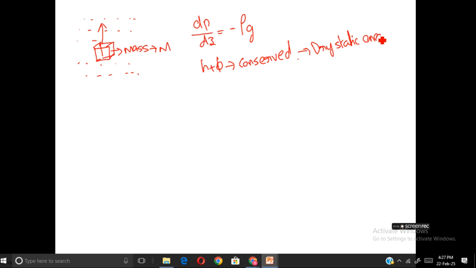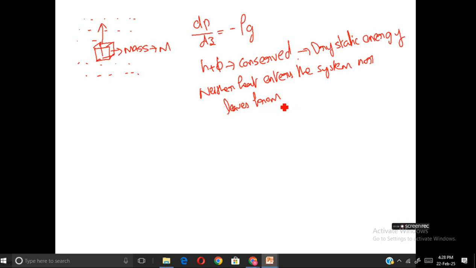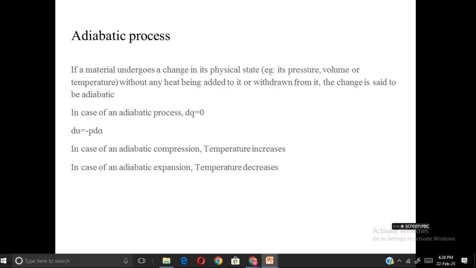Dry static energy is conserved given that heat neither enters the system nor leaves the system. Which means the vertical motion that is happening is basically an adiabatic process. Neither heat enters the system nor leaves the system. So what is meant by an adiabatic process? We already told.